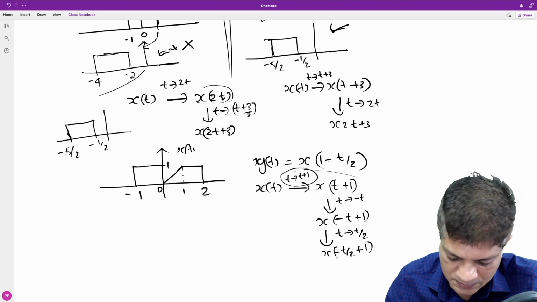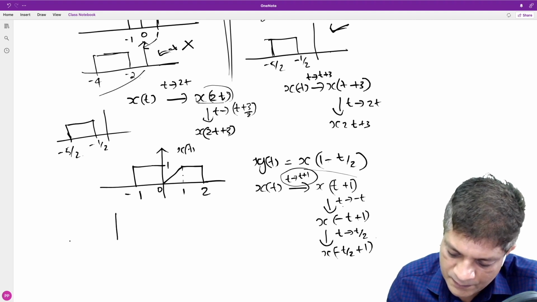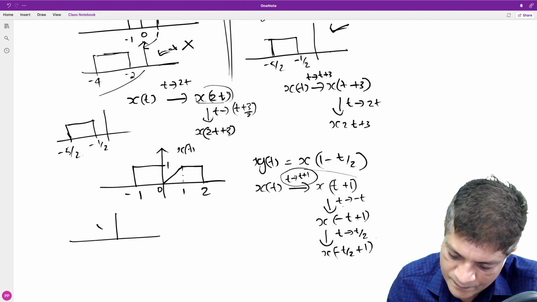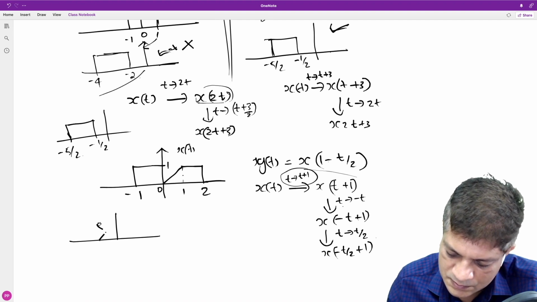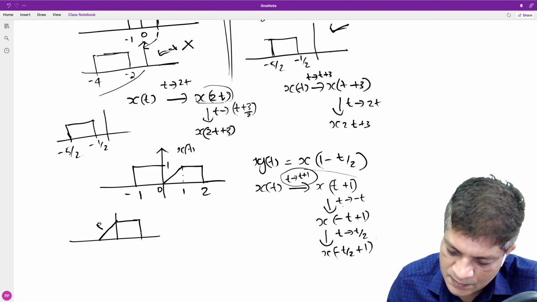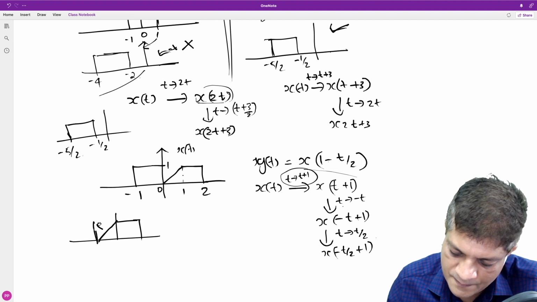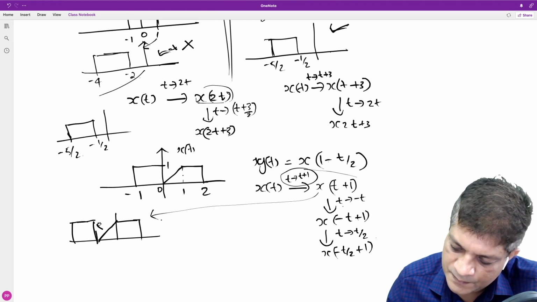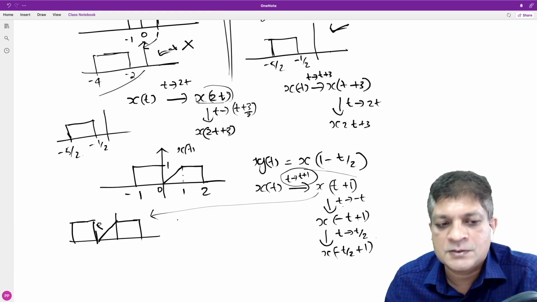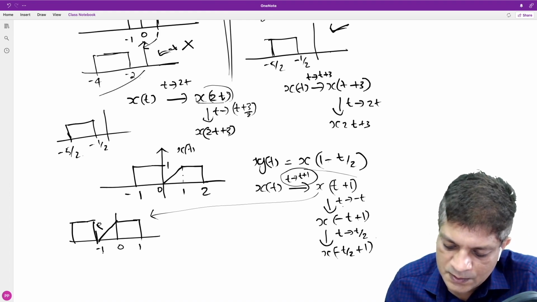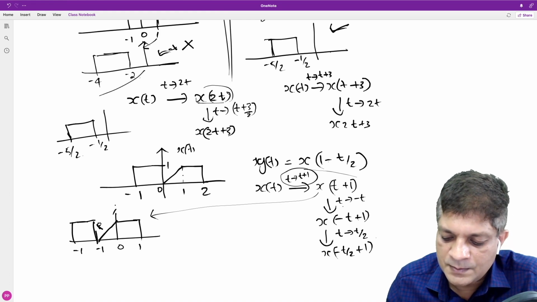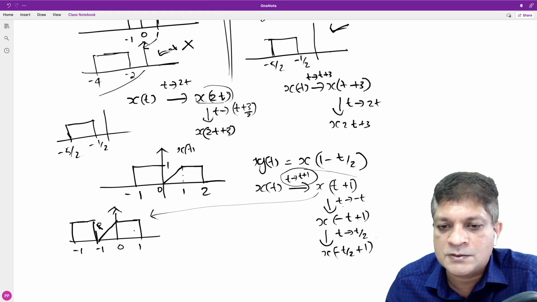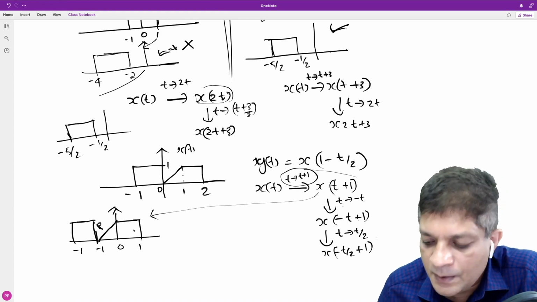If we are shifting the signal left by 1, this is the signal after the first step, x(t+1). This is 0, 1, -1, -2. The amplitude will remain the same. This is x(t+1), shifting it left by 1.